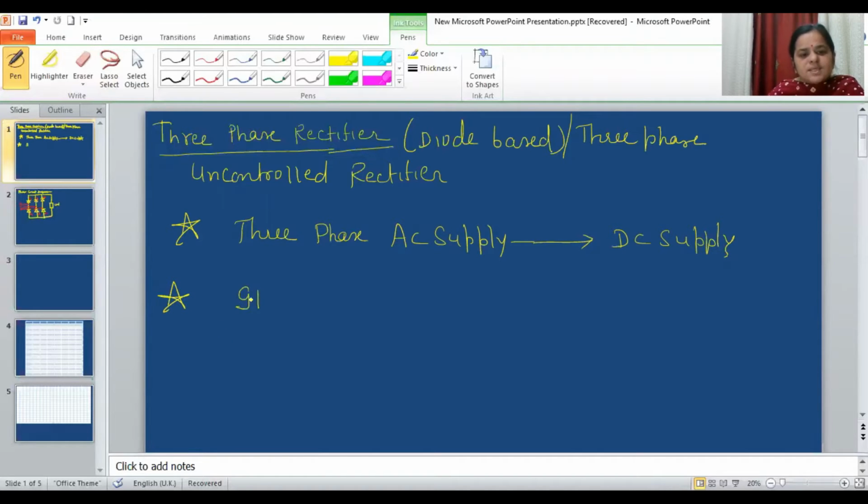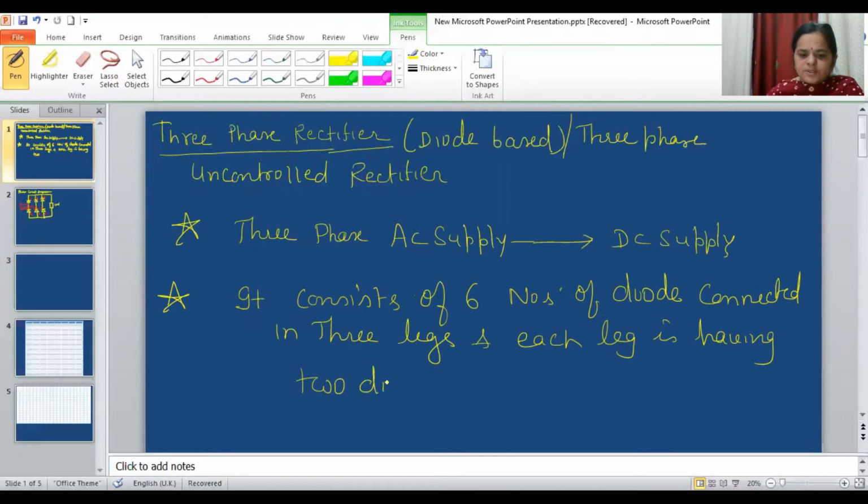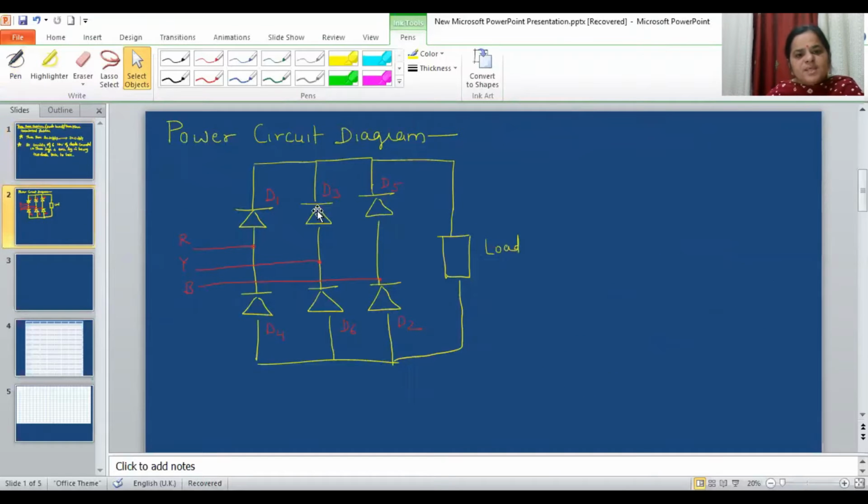The second thing is it consists of 6 diodes connected in 3 legs, and each leg has 2 diodes back to back. So let's see the power circuit diagram. This is the power circuit diagram. You can see that there are 3 legs. This is leg number 1, this is leg number 2, leg number 3, and each leg has 2 diodes connected back to back.